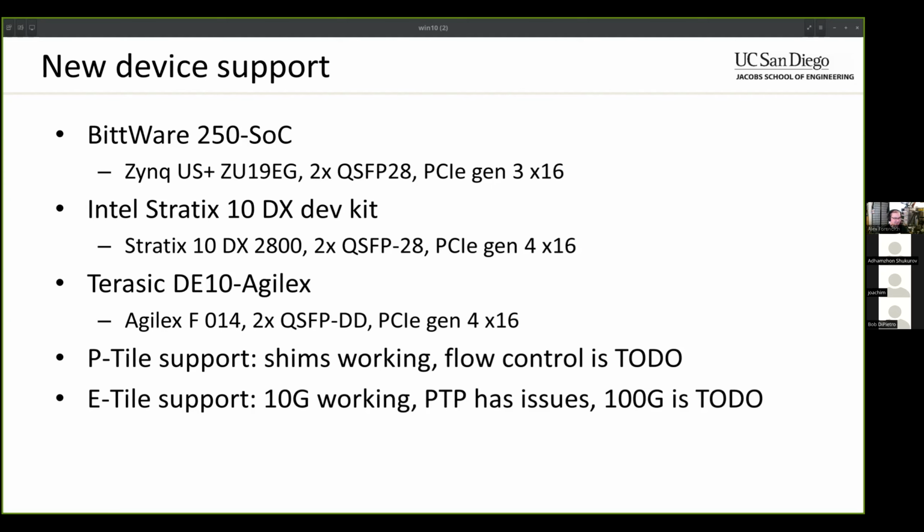And then I also have the Agilex designs. I've basically gone ahead and added all of those. This is the Agilex F014 on the DE10 Agilex. I have designs for 25 gig that also have variants for 10 gig and 100 gig. So basically the same as most of the other stuff in the repository. As far as the interfaces on the P-tile, the shims are basically working.